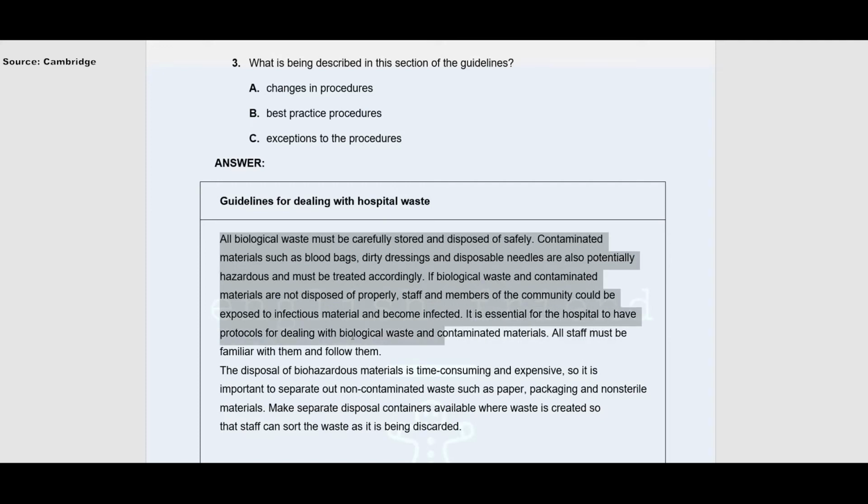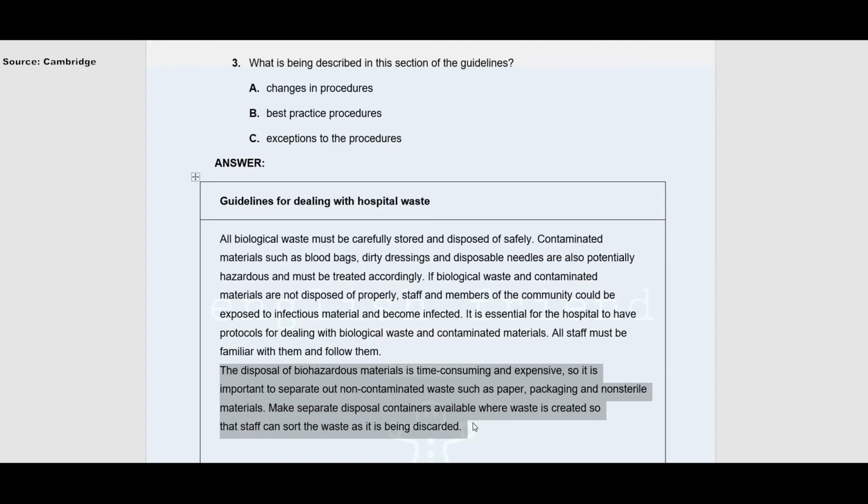It is essential for the hospital to have protocols for dealing with the biological waste and contaminated materials. All staff must be familiar with them and follow them. It's all about how to store and dispose of the biological waste, how to treat them in a proper manner in order to avoid any potential infections. The disposal of biohazardous materials is time consuming and expensive, so it is important to separate out known contaminated waste such as paper, packaging and non-sterile materials. Make separate disposal containers available where waste is created so that staff can sort the waste as it is being discarded. So let's consider the options right now.